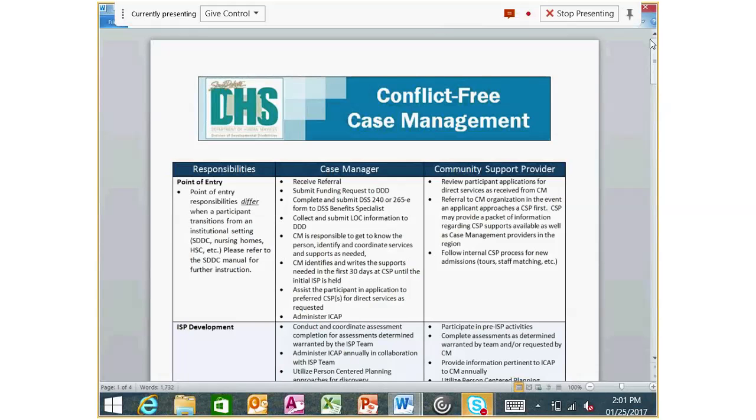Okay, so we'll go ahead and get started. We're going to start with point of entry, and I'm going to turn it over to Sam. We're going to be tag teaming back and forth between the different roles and what that entails.